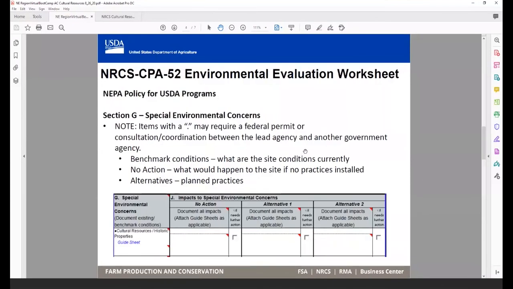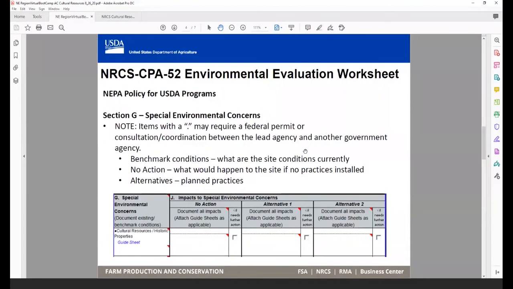So the official place where we document this is on the NRCS CPA 52, the Environmental Evaluation Worksheet, and under Section G, which covers the NEPA policy and special environmental concerns. I just wanted to point out that on there in very small letters, it says note items with a dot may require a federal permit or consultation coordination between the lead agency and another government agency. So that's a reminder that likely for cultural resources, we need to also be talking with our state partners or tribal partners, just depending on where it is and what it is.